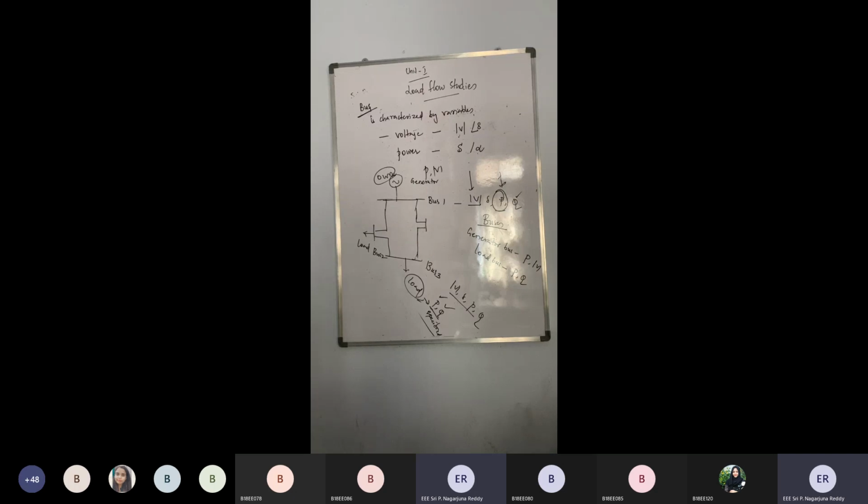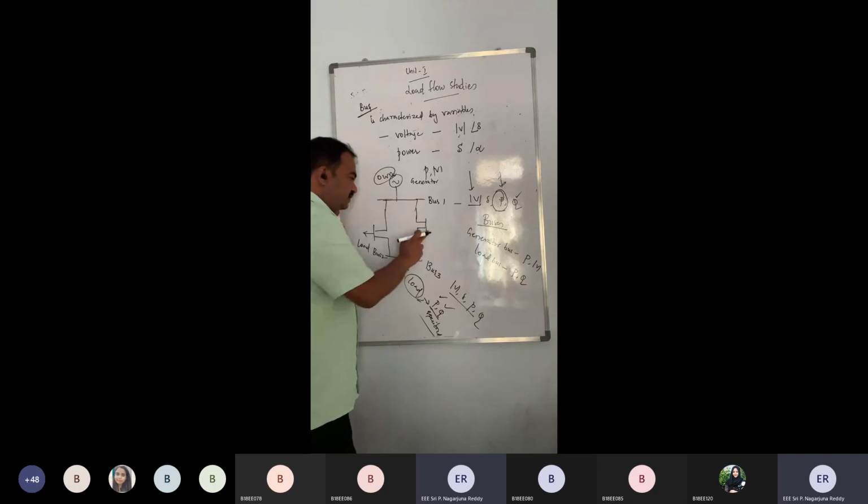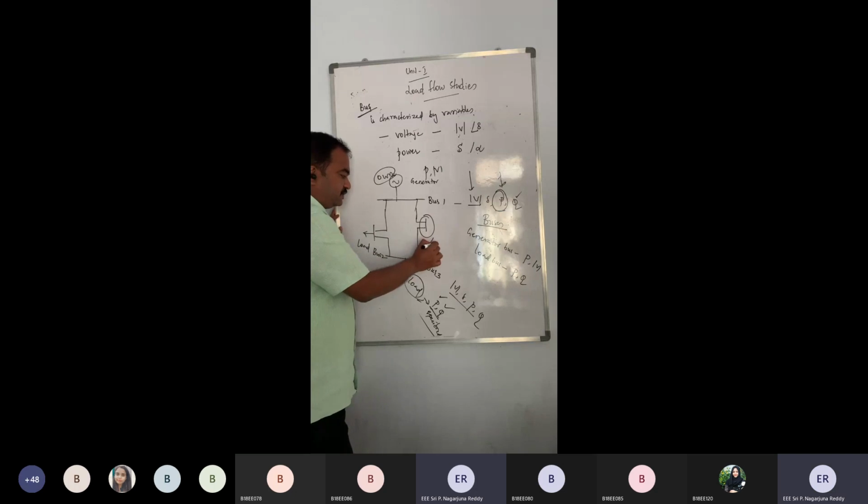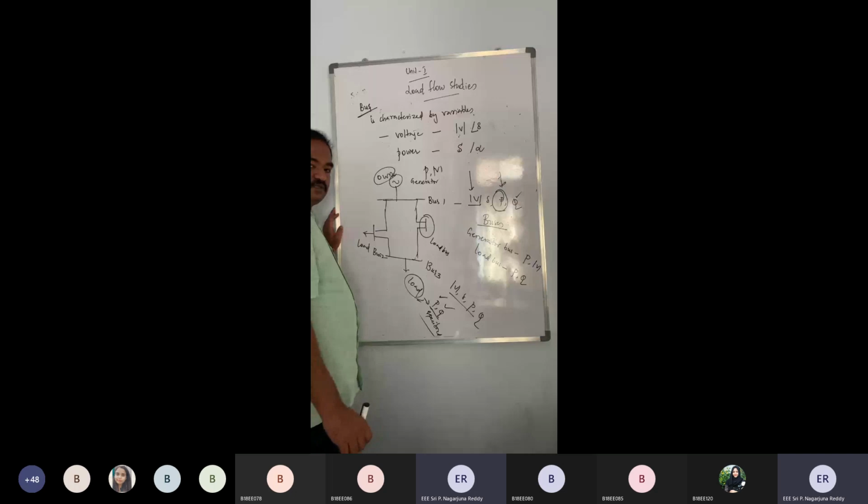Now, if you see a different type of bus, is there any generator connected to it? No. Is there any load connected to it? No. Then how should I treat it? It will be counted as a load bus only. Do you remember this point? It is counted as a load bus only.